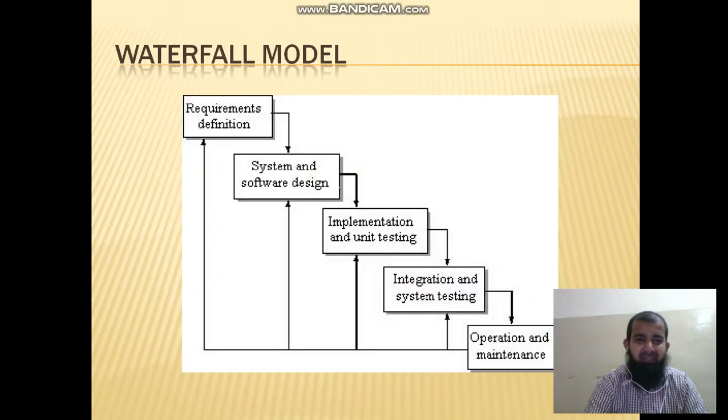See here, in the requirement definition is the first stage. Second is system and software design. Once system and software design start, again you can't go back. Once the implementation starts, again you can't go back. Once integration starts, you can't go back. So this is the waterfall model. Once the water falls, again it does not go back.